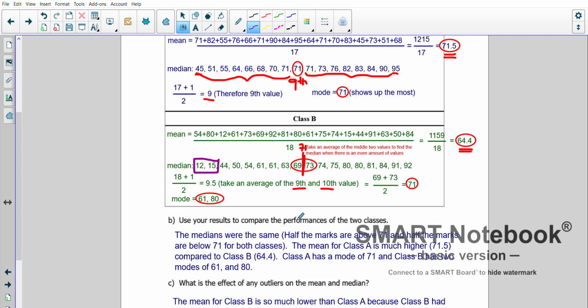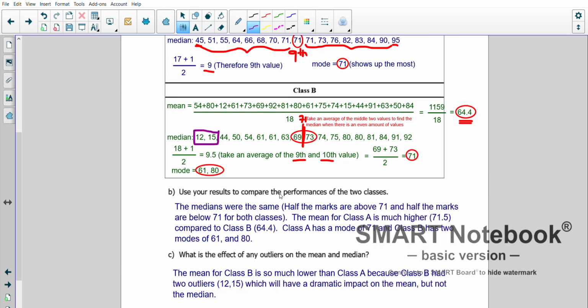We have 2 students that had marks of 12 and 15. Those are going to drastically bring down the average because they get counted at that value, but not really have any impact on the median, because these marks would count just as much as any mark lower than 71. This could have been 65, 65, and it would not have impacted the median because it would have still been on the lower half of the data.